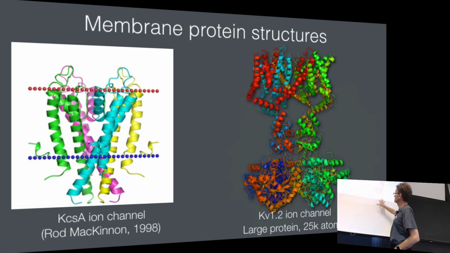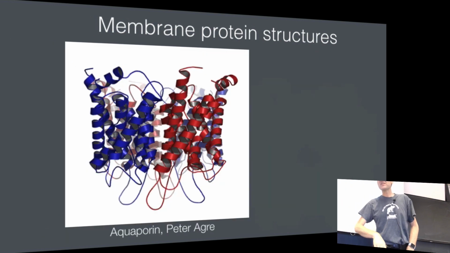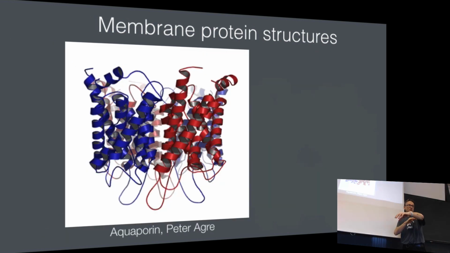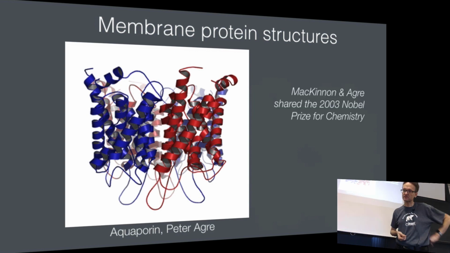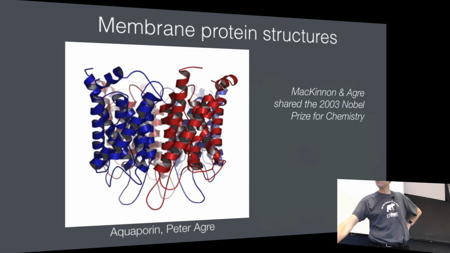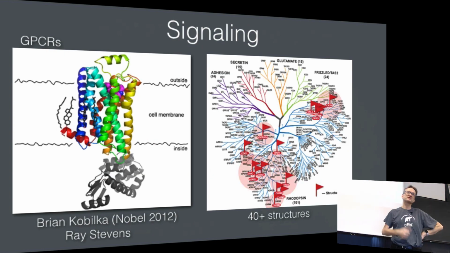These are the structures, actually this is not the human shape, but these are more similar to the proteins that exist in humans, where you actually have ion channels controlled by voltage. Aquaporins, these are the water channels that determine how much water goes in and out of your cells. Peter Agre shared the Nobel Prize with Rod McKinnon in, actually not 2001, 2003. GPCRs, the ones I talk about: Brian Kobilka, also Stanford, got the Nobel Prize for those structures in 2012.